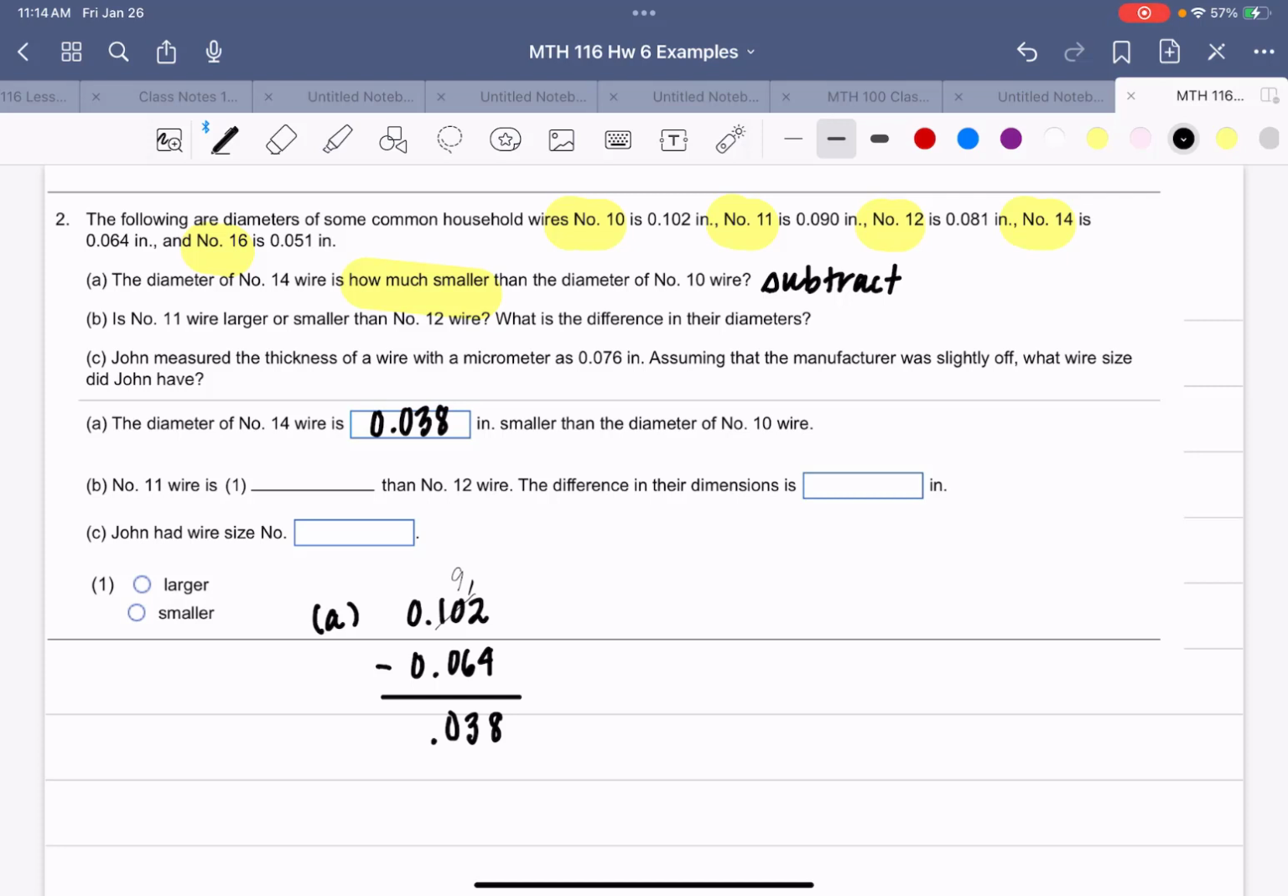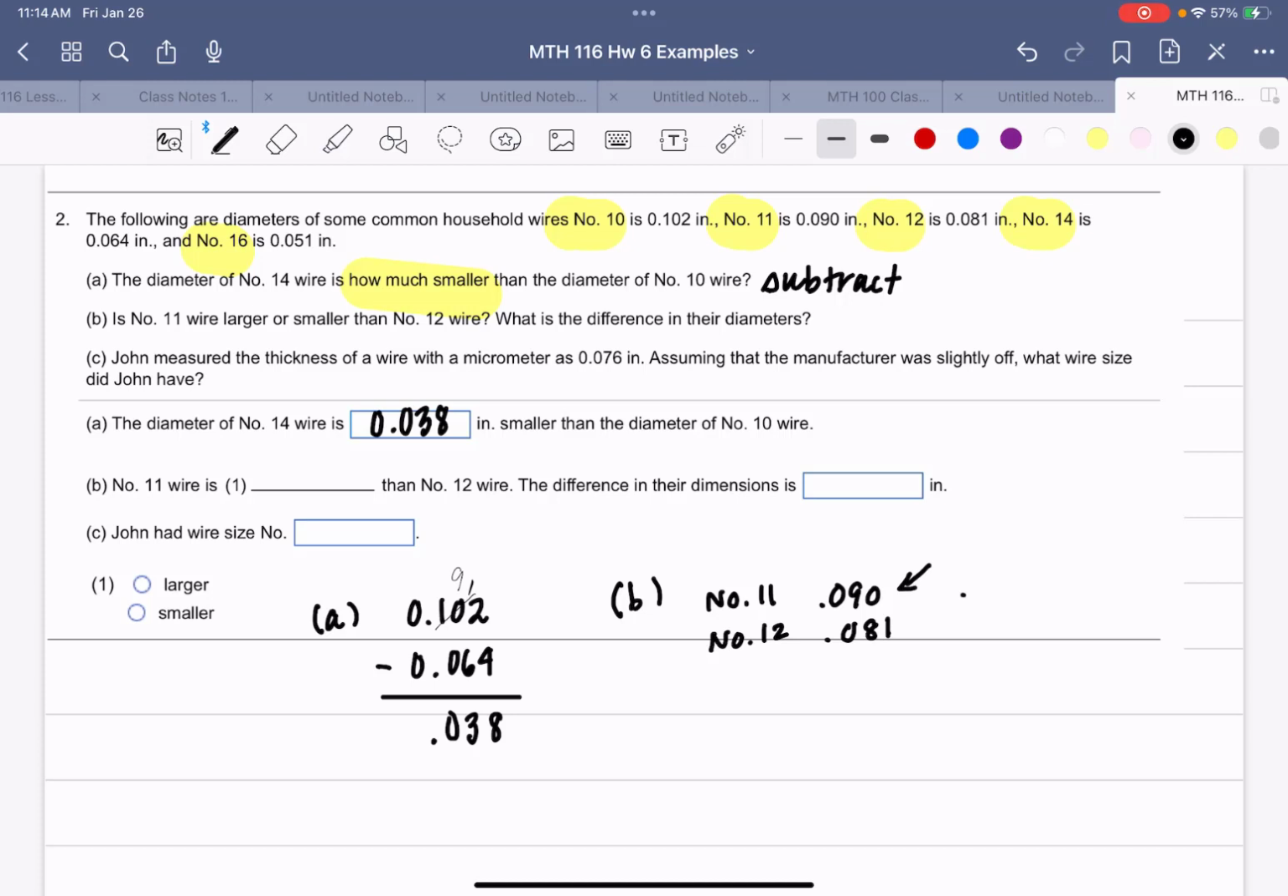Now in part B, they say the number 11 wire is blank than the number 12. So we've got to compare number 11, 0.090, and number 12, 0.081. So the larger one is the 0.90.